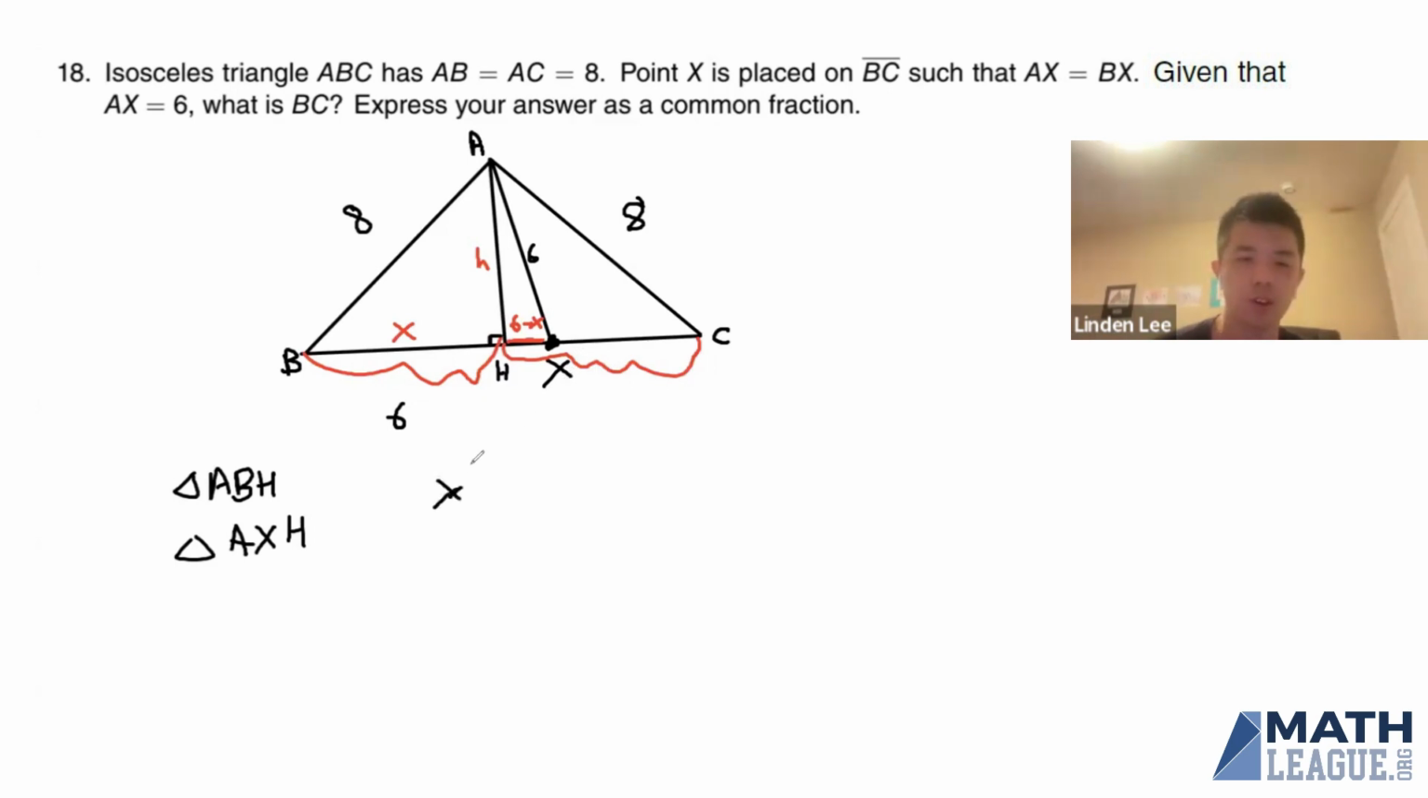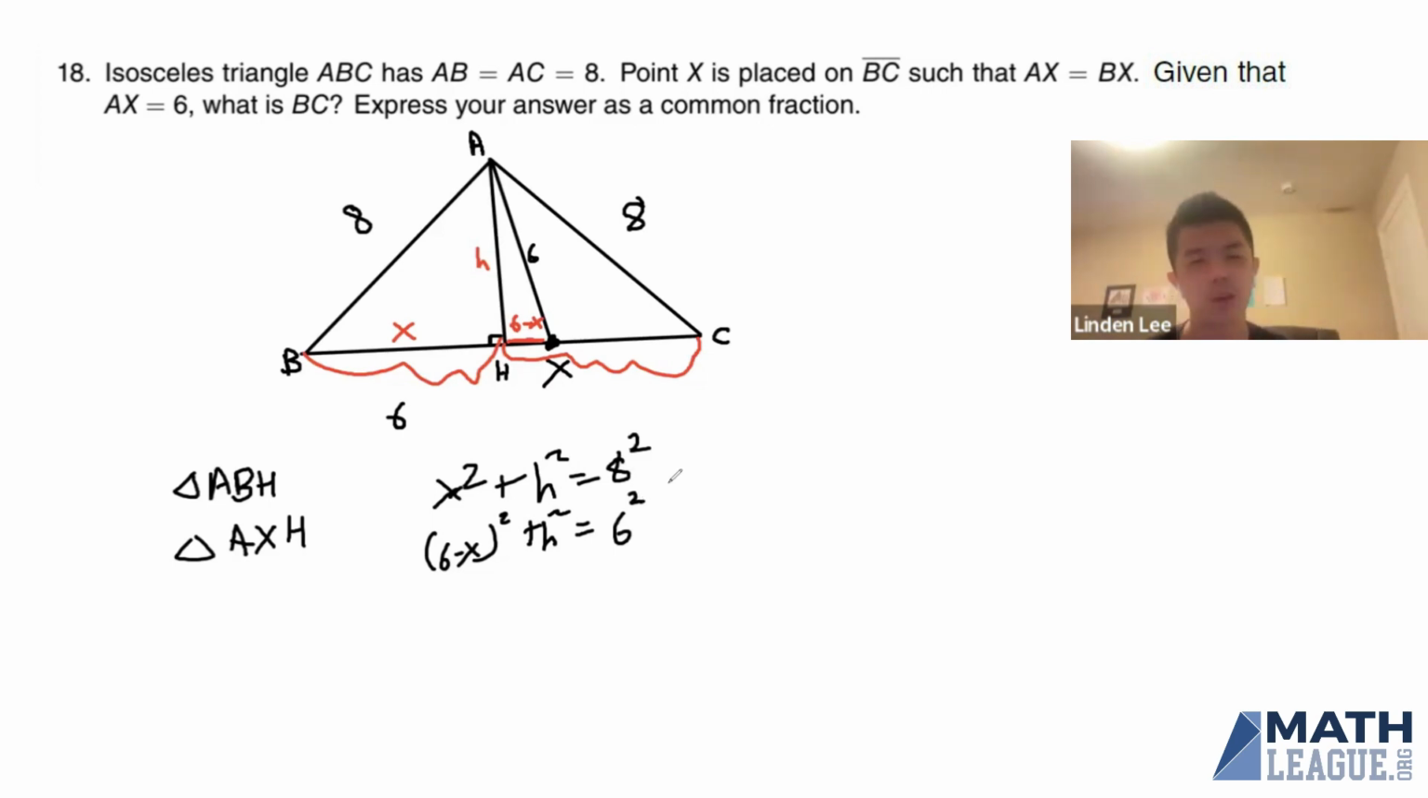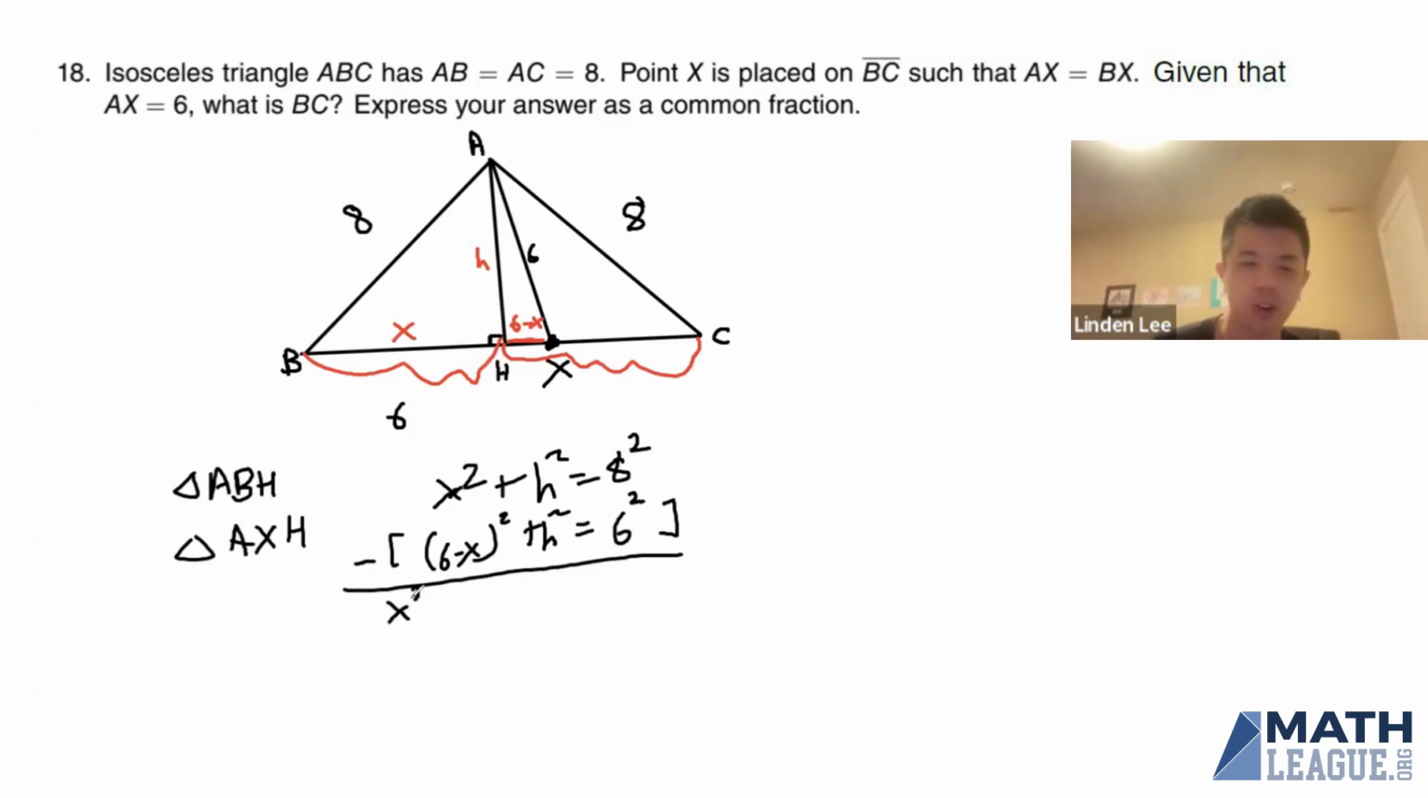We can write x squared plus h squared is equal to 8 squared, and (6 minus x) squared plus h squared is equal to 6 squared. Now we would like to solve for x, so we'd like to get rid of these h's. So we can subtract the second equation from the first equation. The h squareds are going to cancel out. When you subtract them, you're going to get x squared minus (6 minus x) squared is equal to 8 squared minus 6 squared, which is going to be equal to 28.